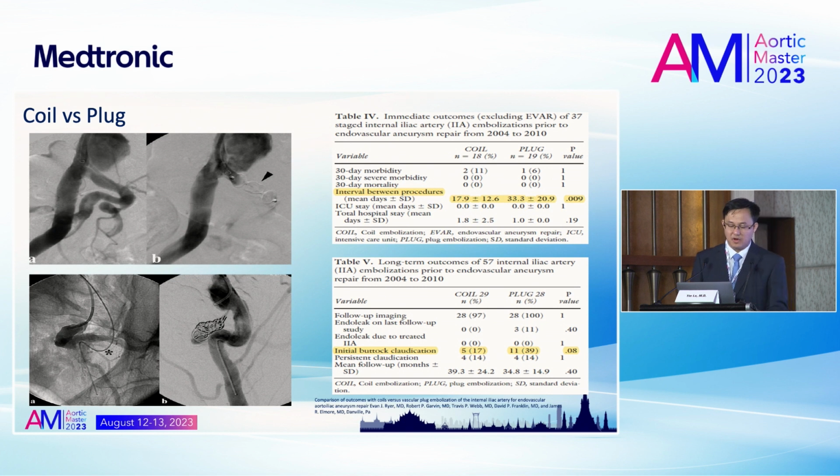Yeah, so this is another research study comparing coil and plug in internal iliac artery occlusion, and you can see the difference between the two. In this research, just looking at day 17 for the coil, it is the same in the blood. And in another table, you can see the long-term outcome. You can see in the block occlusion that it is very different, comparing 5 and 4 together, then 11 days.